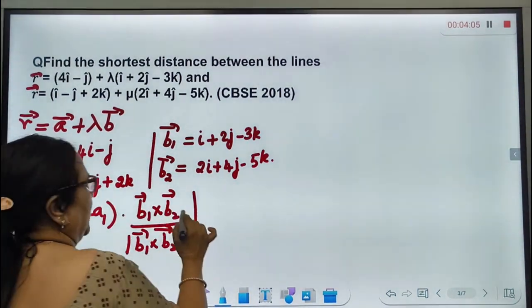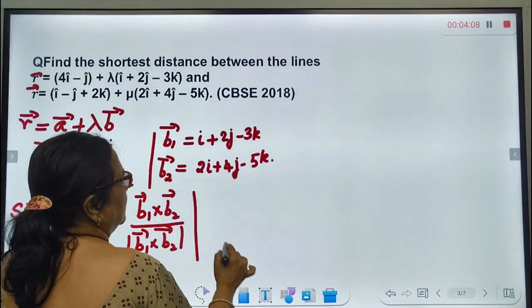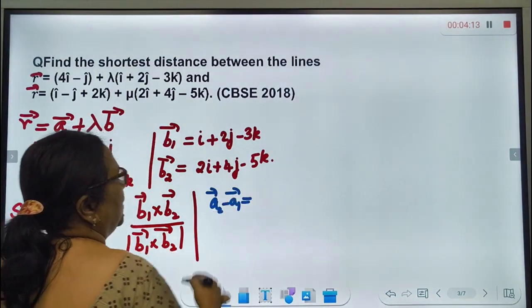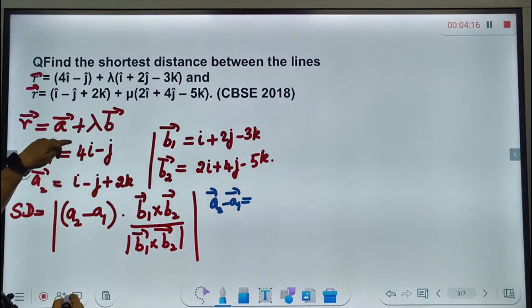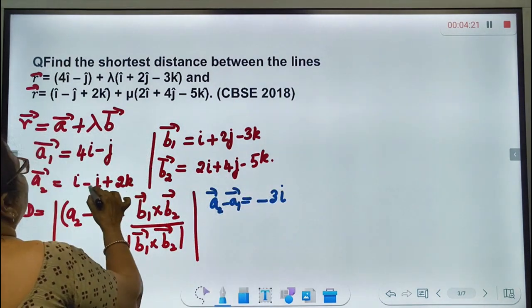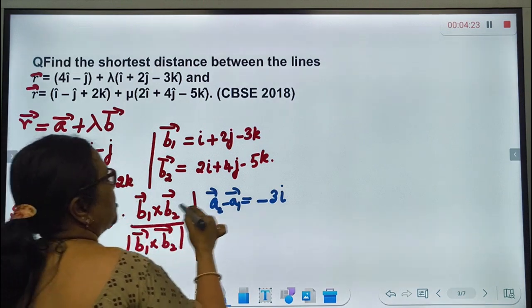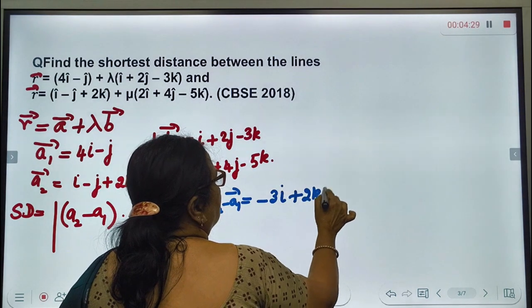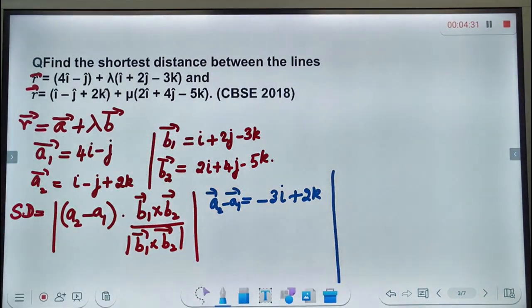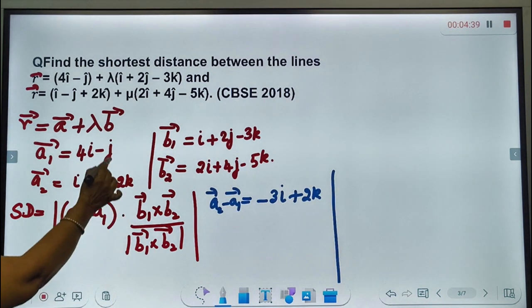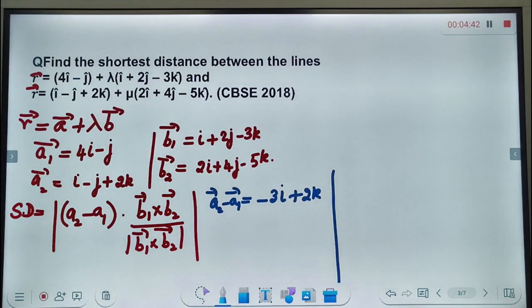So let us first find a2 minus a1. a2 minus a1 is given by this minus this. i minus 4i is minus 3i, minus j minus of minus j, minus j plus j will be 0j, plus 2k minus 0k, which is plus 2k.